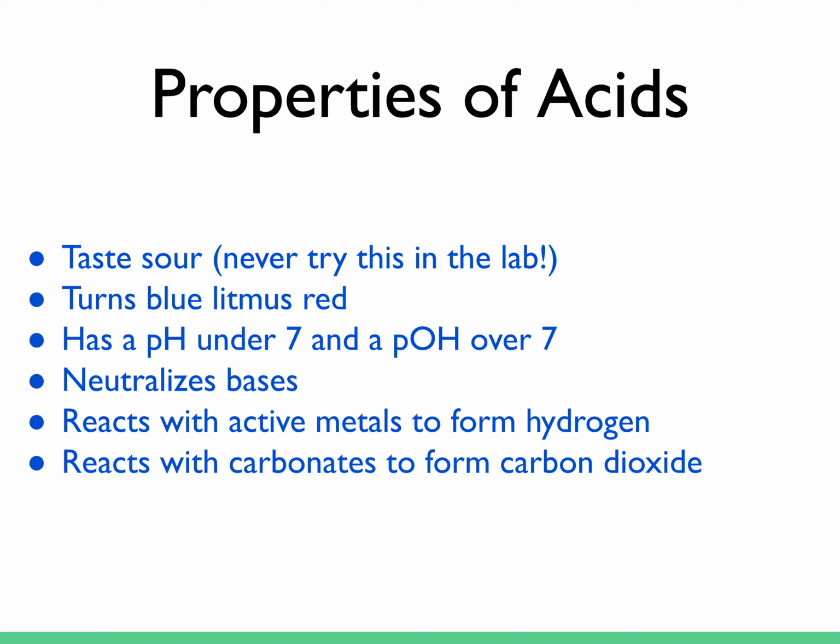So acids have some properties that we know quite well already. We know that they taste sour. We know that they will turn blue litmus red. We know that empirically they have a pH under 7. They'll neutralize bases. They can react with active metals to form hydrogen gas. So these would be things like magnesium and calcium, but also chemicals like iron. And they will also react with carbonates in order to form carbon dioxide.